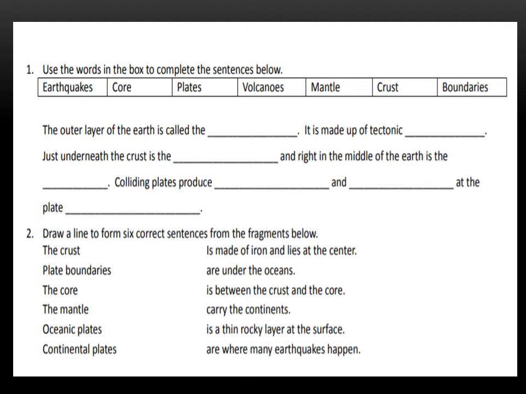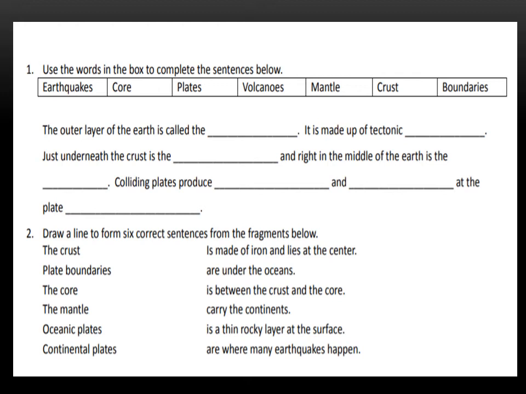Do these 2 objective questions in your notebook. Use the words in the box to complete the sentence below. The words are earthquakes, core, plates, volcanoes, mantle, crust, boundaries. So this is a kind of reinforcement for you. You have to do both the questions in your notebook and do it by yourself.